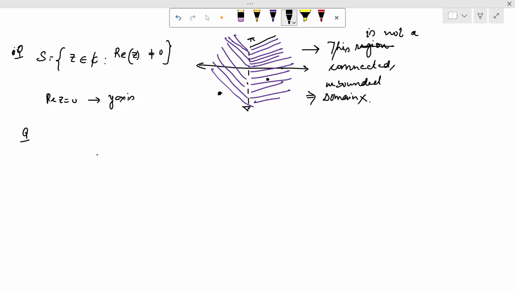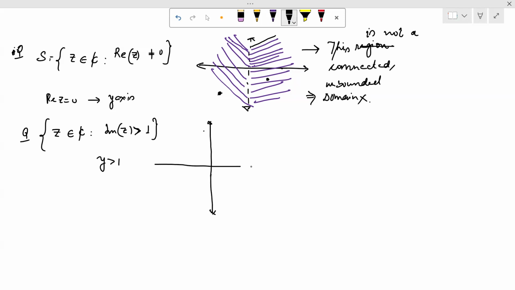Now let us consider another question, and let us see whether it forms a domain or not. Let's say I'm talking of z belongs to C and imaginary part z is greater than or equal to 1. What do you think about this particular thing? If I'm saying imaginary part z is greater than 1, I'm talking of y greater than 1.